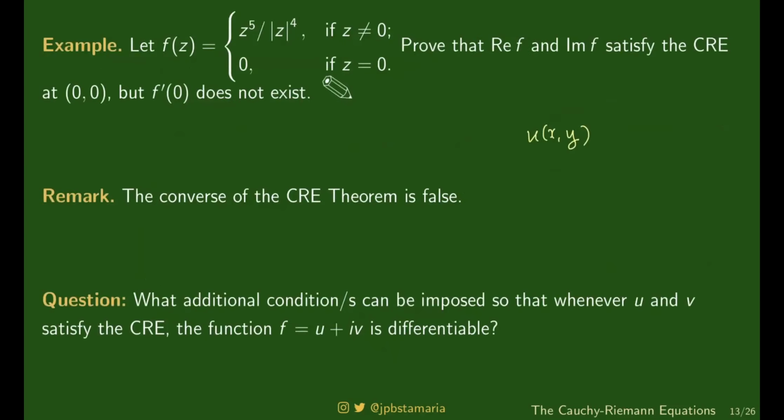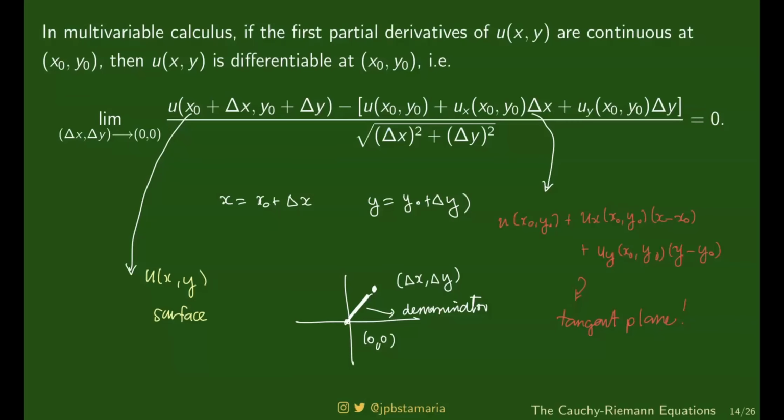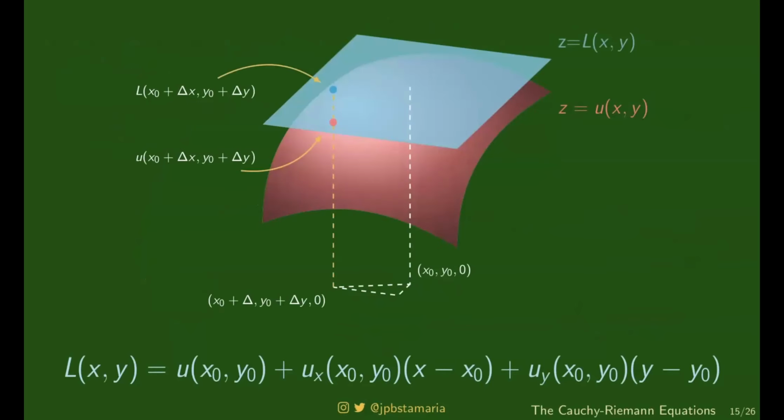Hindi kagaya nito. Tignan niyo yung drawing ko doon. Pag nandito ka sa cone, yung distansya ng tangent plane tsaka ng surface, medyo mabagal lumiit. Lumiliit pero mabagal. In fact, malapit na malapit ka na sa 0 pero malaki pa yung distansya ng dalawa. Unlike kapag smooth yung surface mo, malayo ka pa lang sa center, maliit na kagad yung distansya. Naintindihan niyo why this limit measures differentiability? Ito yung ibig sabihin natin ng differentiable. In pictures, ganyan yan.